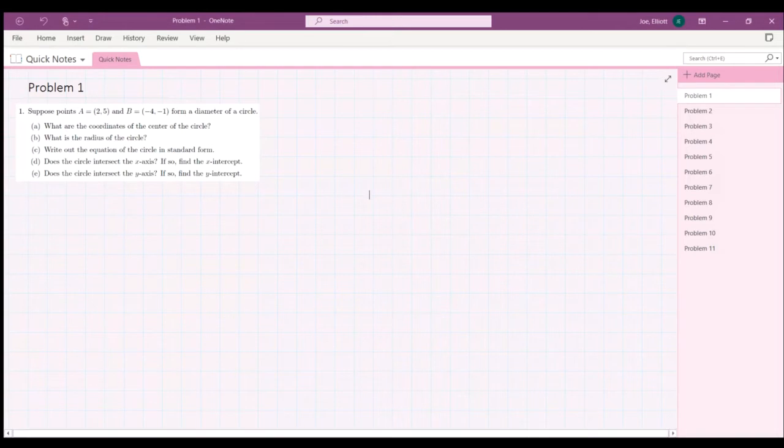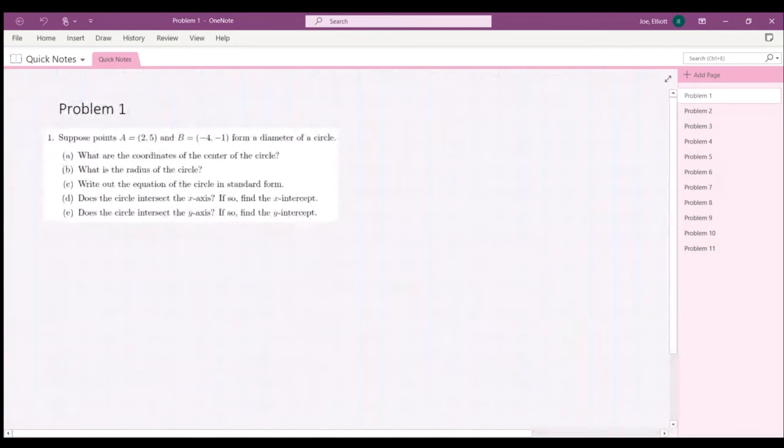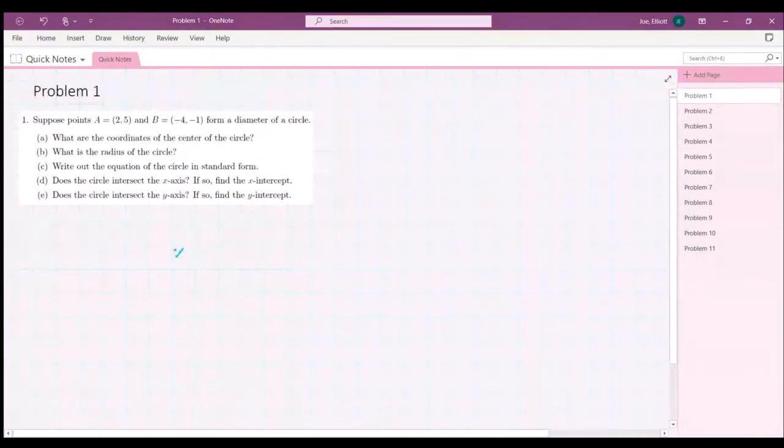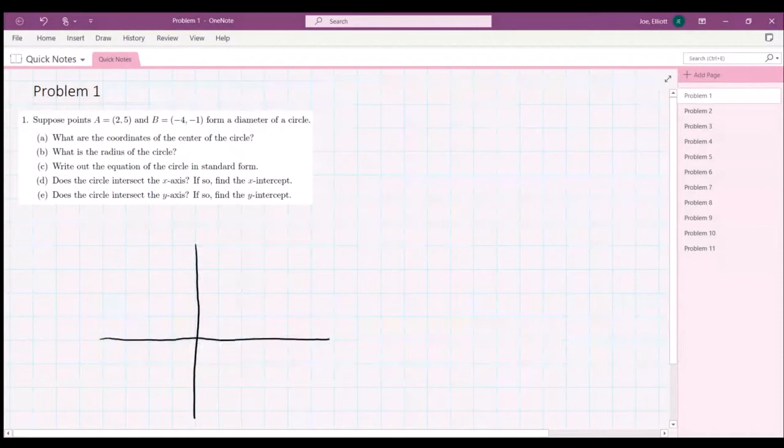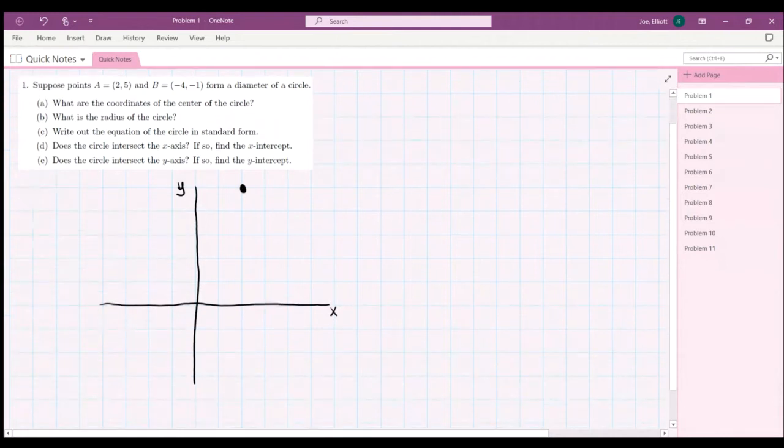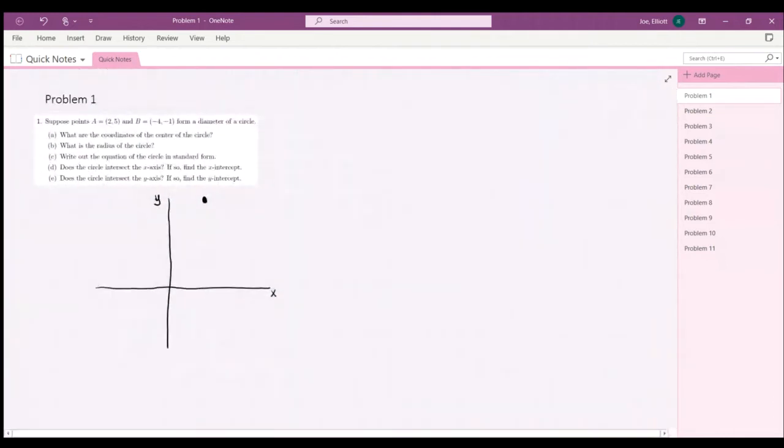All right, so let's take a look at this first problem here. We're given 2 points, and we're told that they form a diameter of a circle. So I'll draw a little picture of these 2 points right now. Let's switch colors. I have 1 point at 2, 5. This is my x-axis, my y-axis. 2, 5 should be up here. It's maybe a bit too high for the picture right now. And then we also have a point at -4, -1. In my picture, that would be right here, -4, -1.